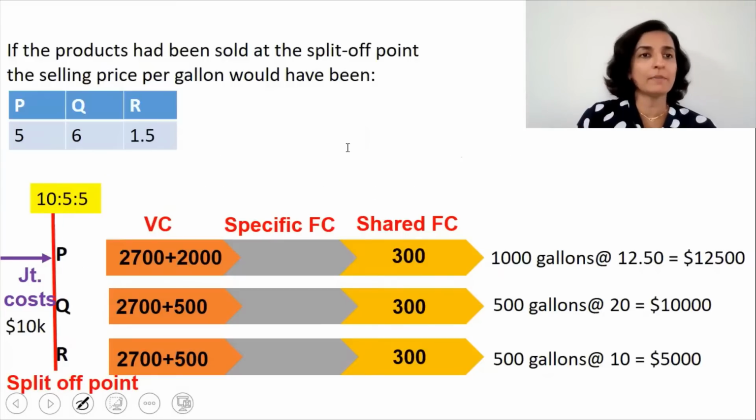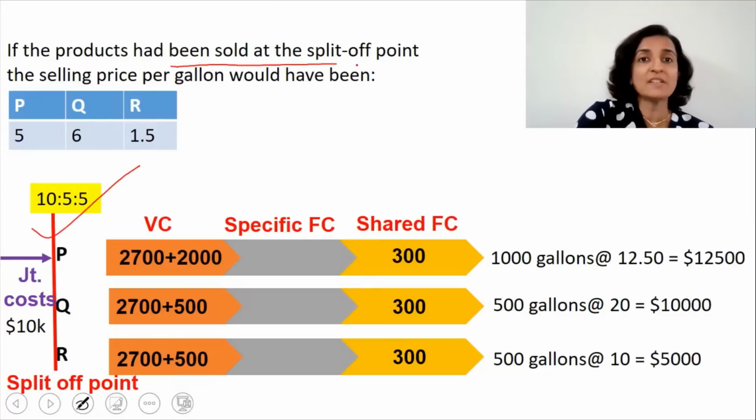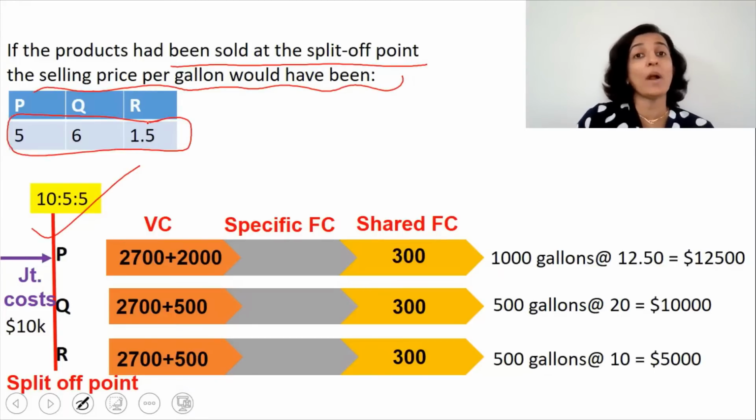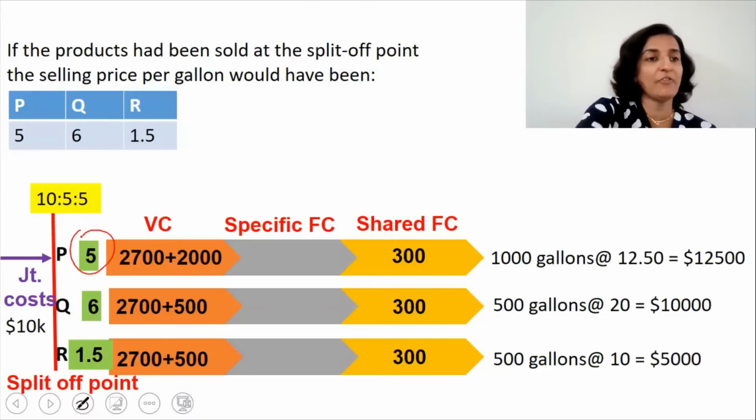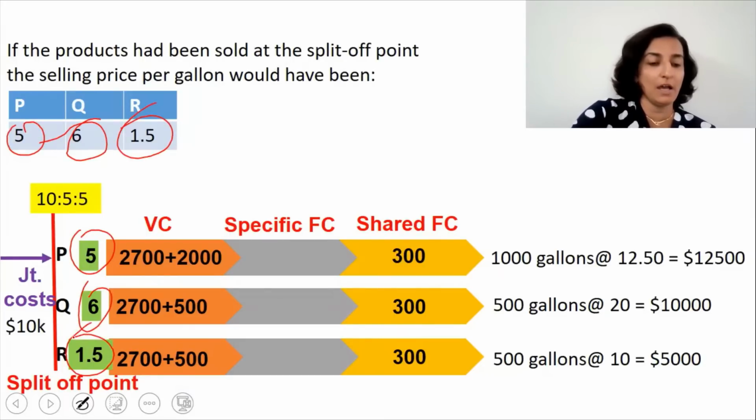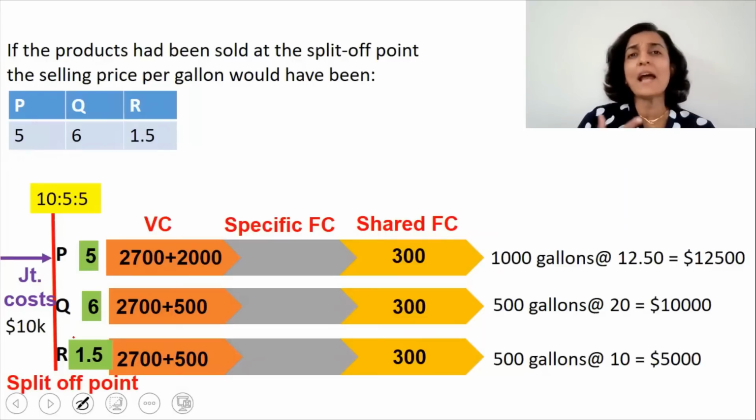Now, moving forward, they have mentioned in the question, if the products had been sold at the split-off point. Now we are coming to the split-off point, okay? Had been sold at the split-off point, the selling price per gallon would have been 5, 6, and 1.5. So we got the selling price at split-off point. So let me make a note of it. So we have 5 for P, 6 for Q, and 1.5 for R. Now, can you tell me what is the number of units that have been produced at split-off point?